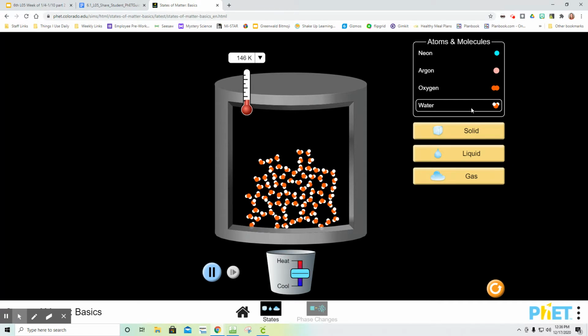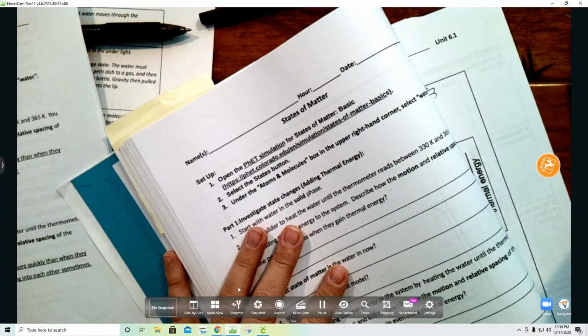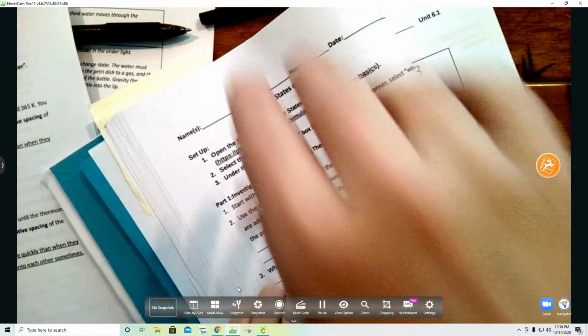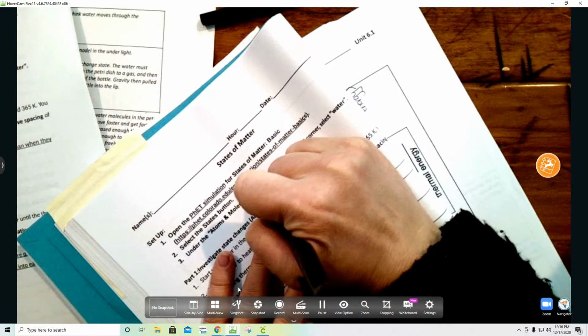When you think about the word thermal, I want you to think about what other words use thermal. Thermal blankets, thermometers. What does thermal mean? Well, thermal means heat. So when we're talking about thermal energy, we're talking about adding heat energy. In fact, what I'd like for you to do in your workbook, where it says adding thermal energy, is write heat.